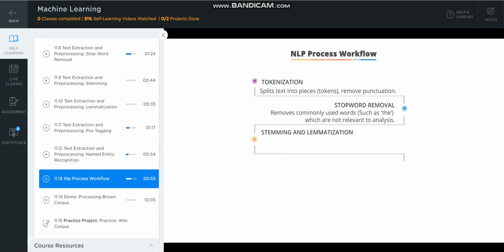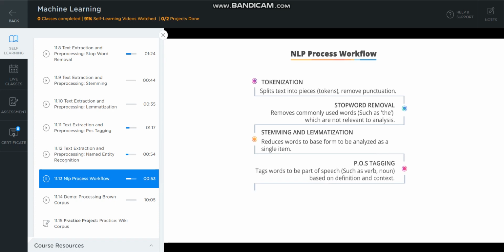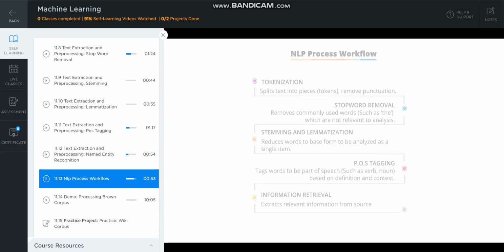Step 3, stemming and lemmatization. It reduces words to base form in order to be analyzed as a single item. Step 4, POS tagging. It tags words to be part of speech such as noun, verb, adjective, etc., based on the definition and context. Step 5, information retrieval. It extracts relevant information from the source.